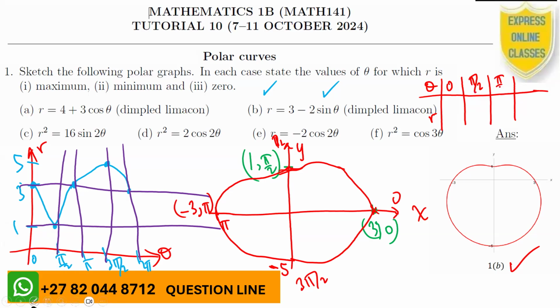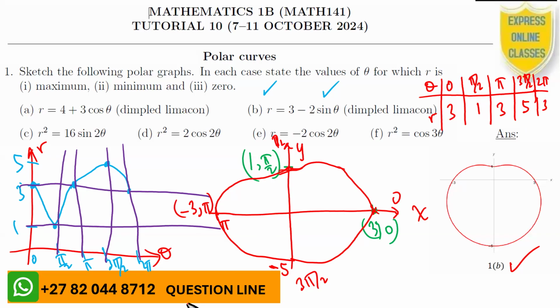You have pi radians, three pi over 2, 2 pi. Okay, so you do this one, like this is r. When theta is 0, r becomes 3. Pi over 2 becomes 1. Pi becomes 3. 3 pi over 2 becomes 5. 2 pi becomes 3. So you take these things and plot them here, and you can quickly be in a position to look at the decreases, the increases, and so on.